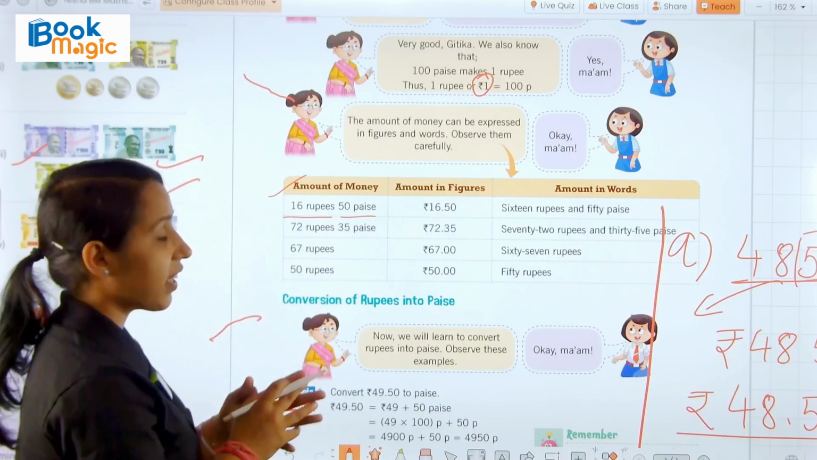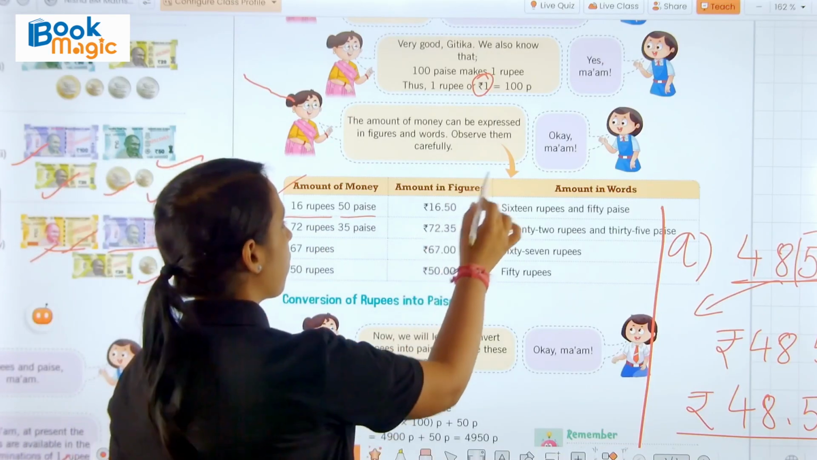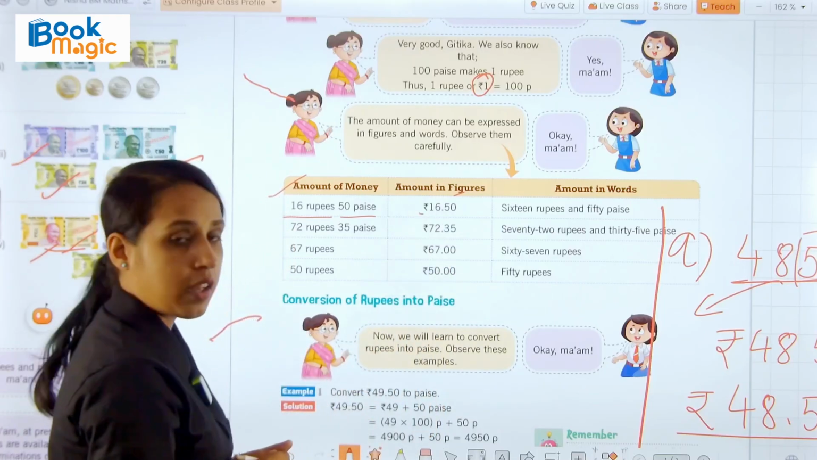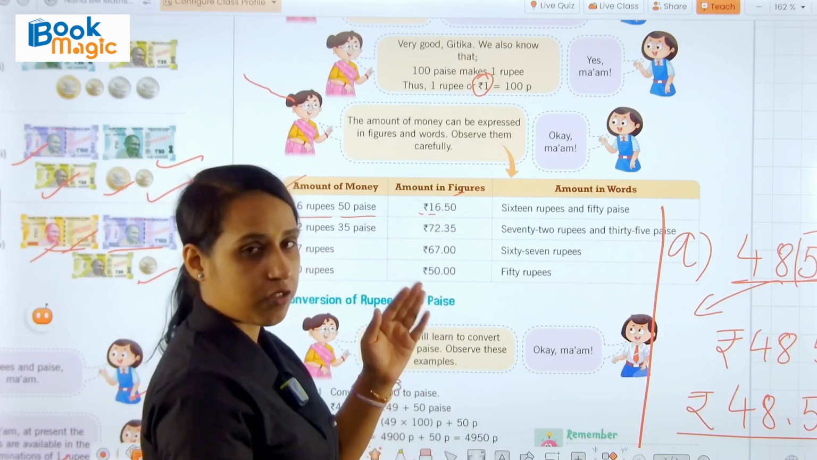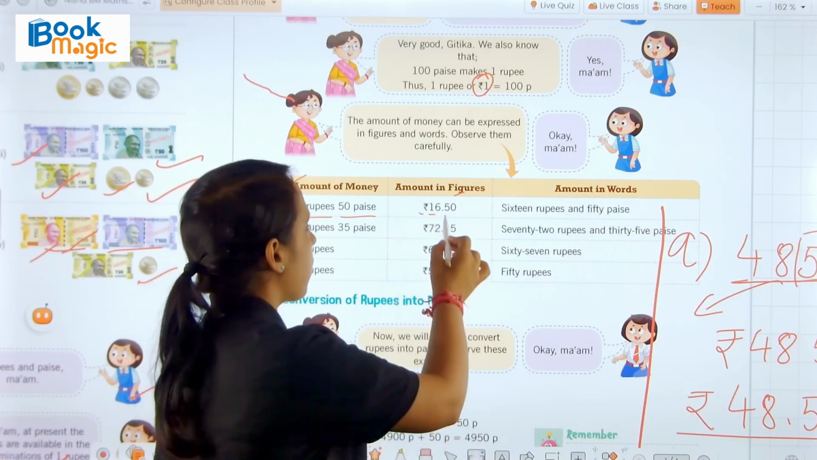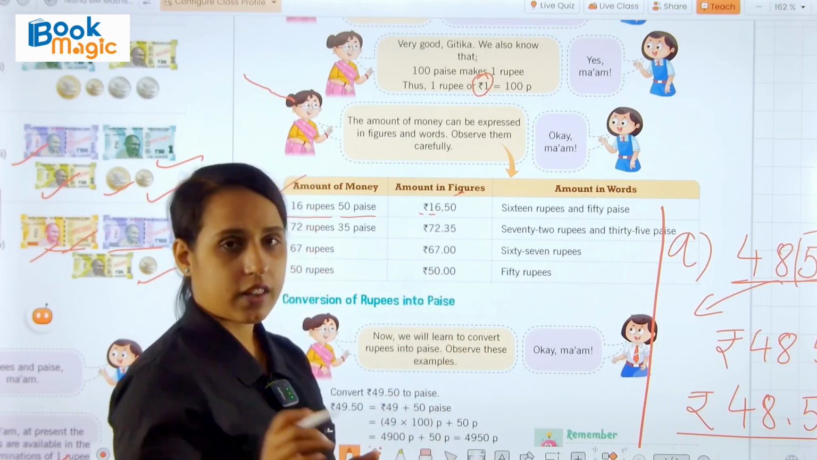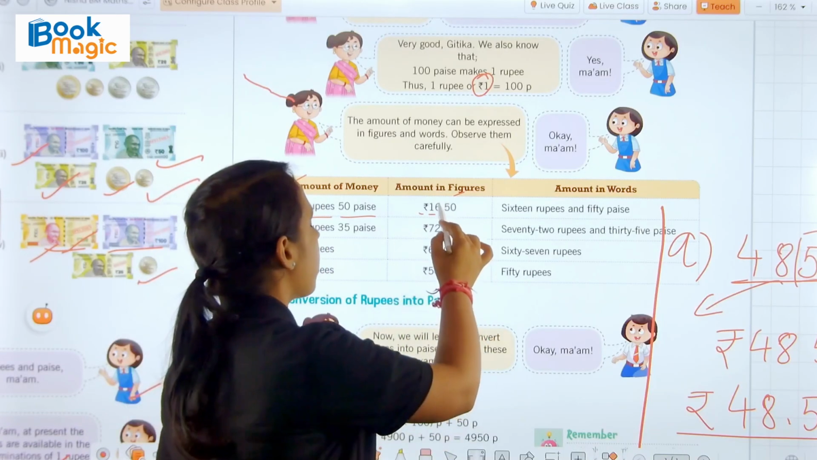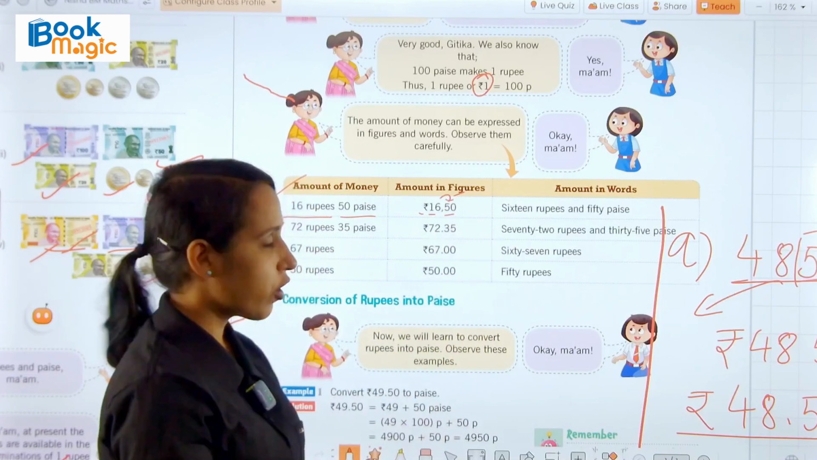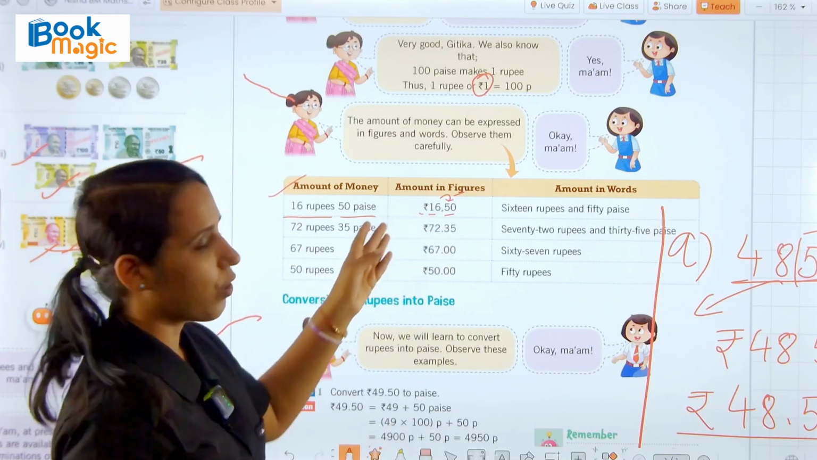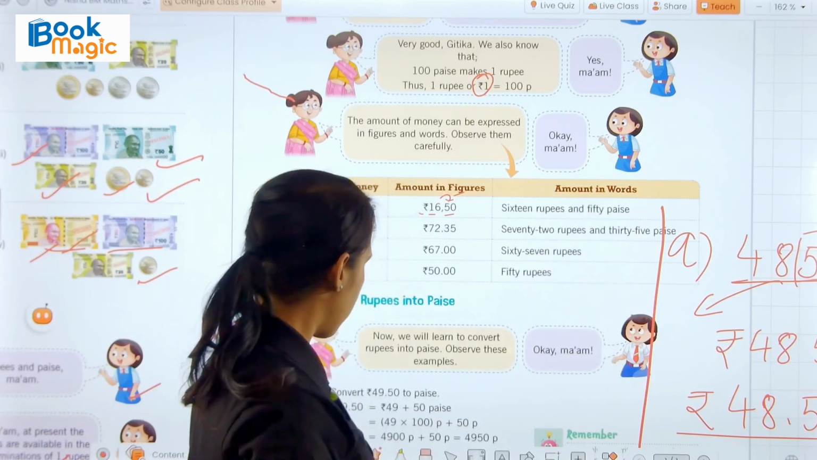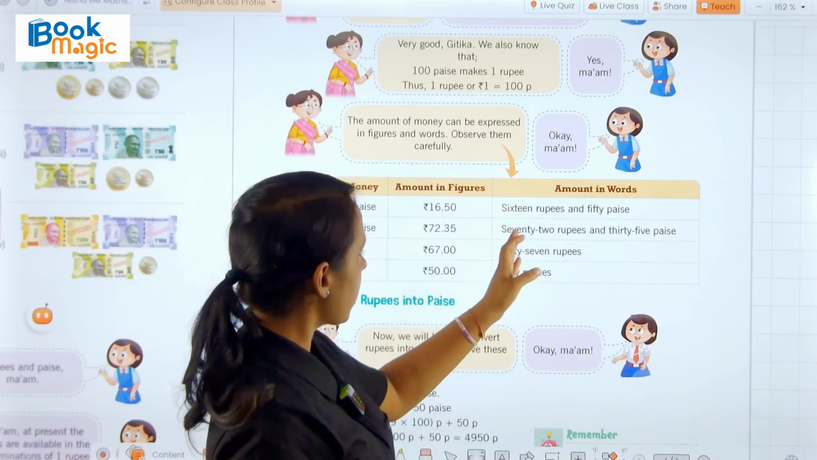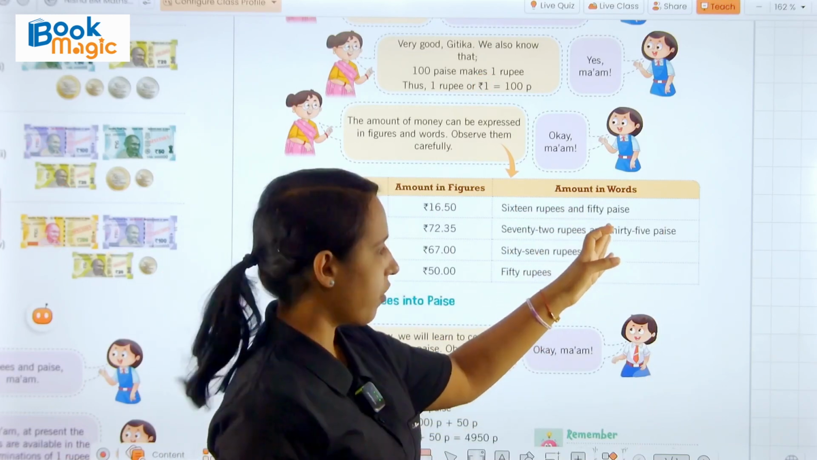If we write this amount in figures, first we use the rupee symbol, then we write here 16, that is rupees. After that we use a decimal, or we can say a dot, and then we write paise. So it will become 16.50 rupees. If we write the amount in words, it will become 16 rupees and 50 paise.